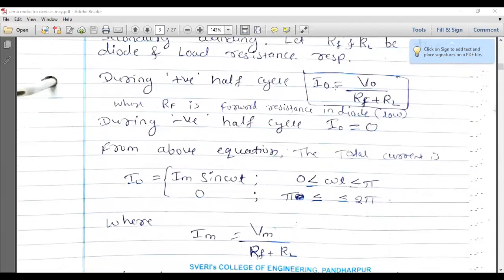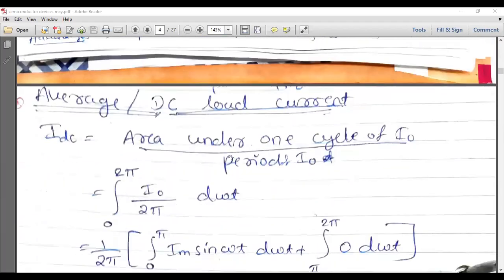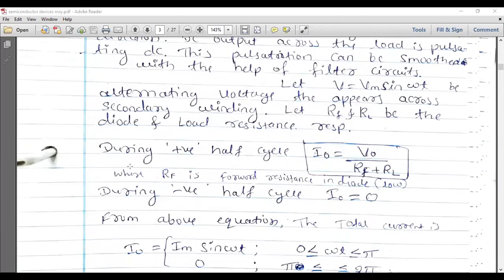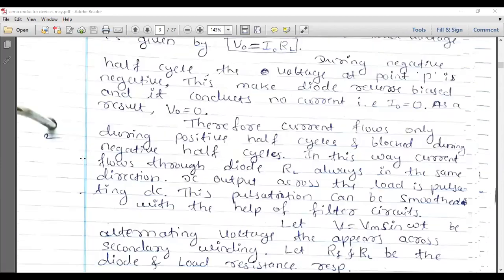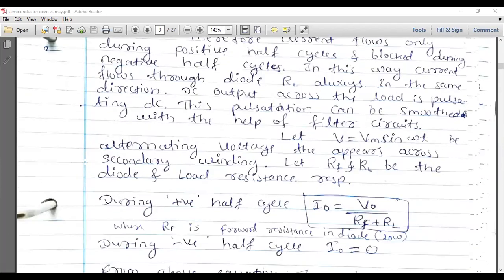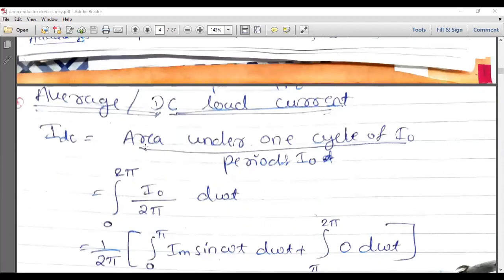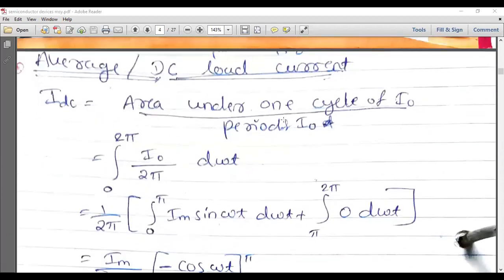So these are the current equations, during the positive half cycle and during the negative half cycle. So see here, average or DC load current here now. Average or DC load currents. This is half wave rectifier only. Okay. First I DC we will calculate here now. Area under one cycle of I naught and period. So we are going to calculate for the one cycle here now. For the one cycle, it is like this.